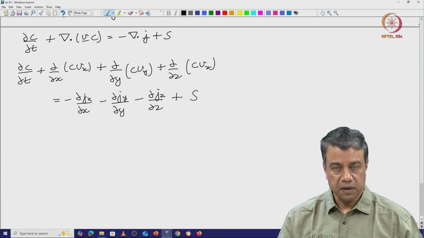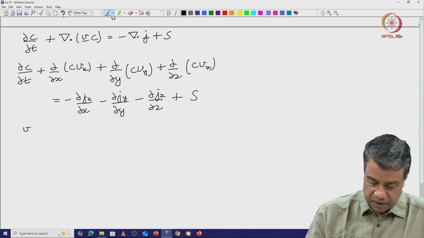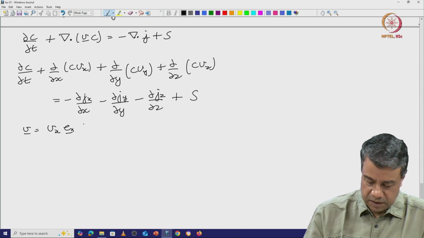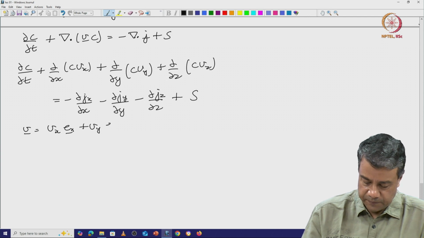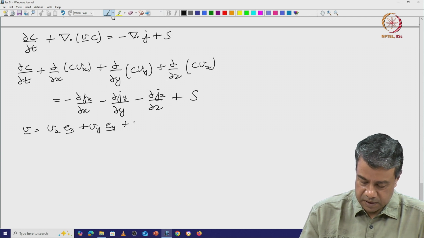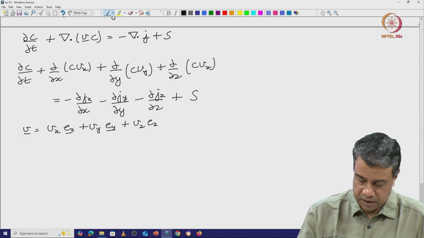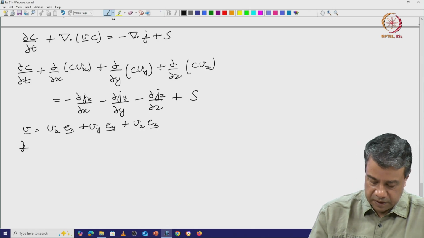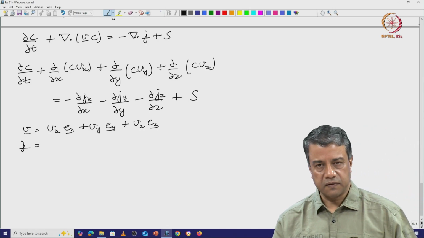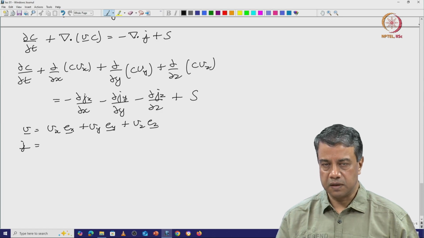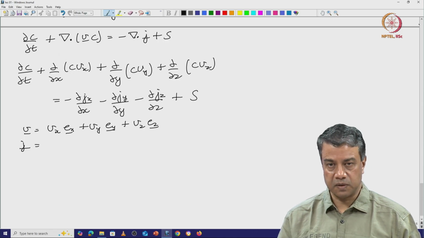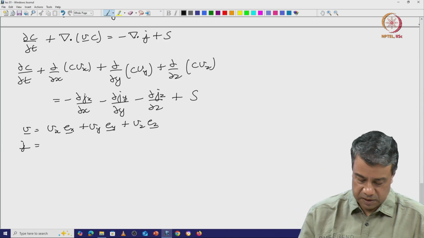plus the rate of production of mass. Now, we have defined it in vector notation. The velocity vector is defined as Vx Ex plus Vy Ey plus Vz Ez. The flux vector, note that the velocity has both magnitude and direction in 3-dimensional space. Similarly, the flux has both magnitude and direction in 3-dimensional space.